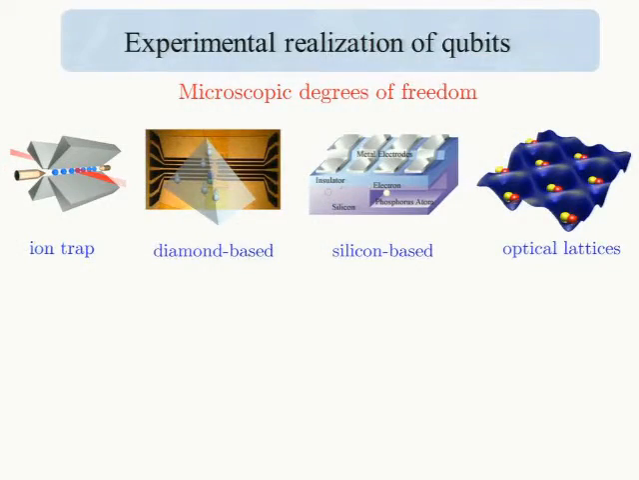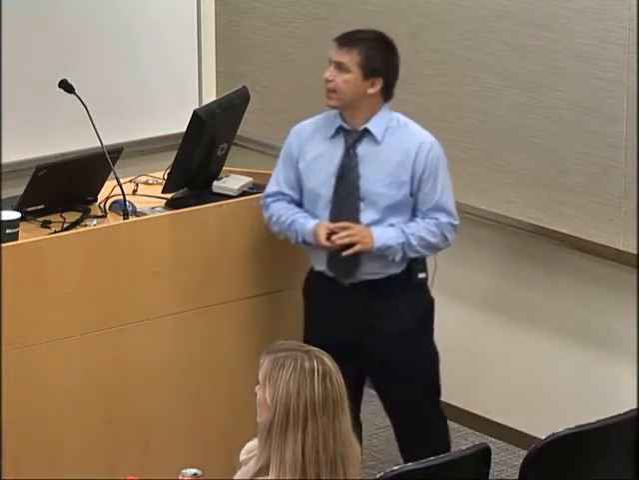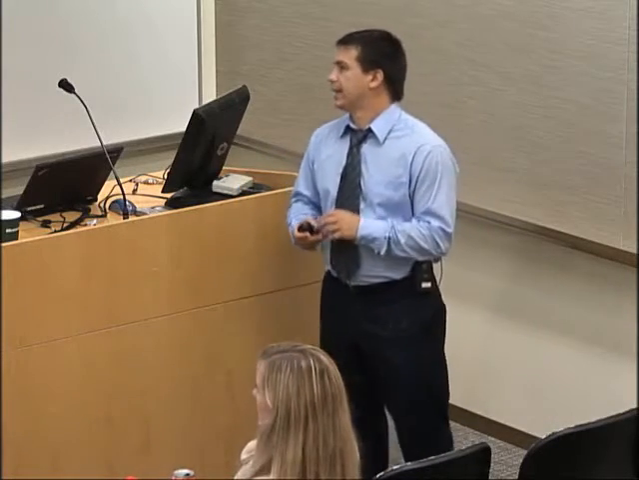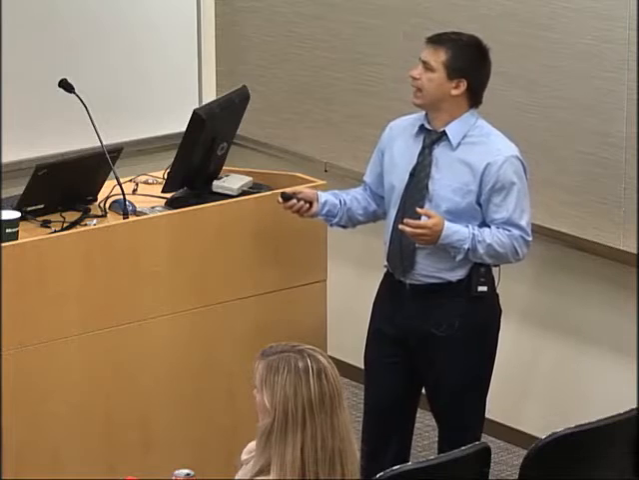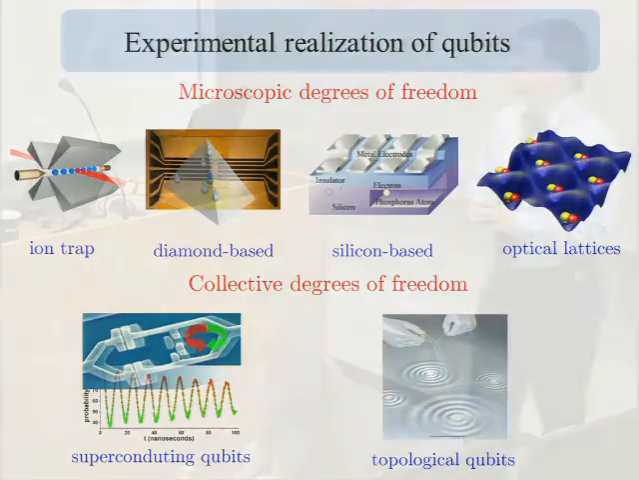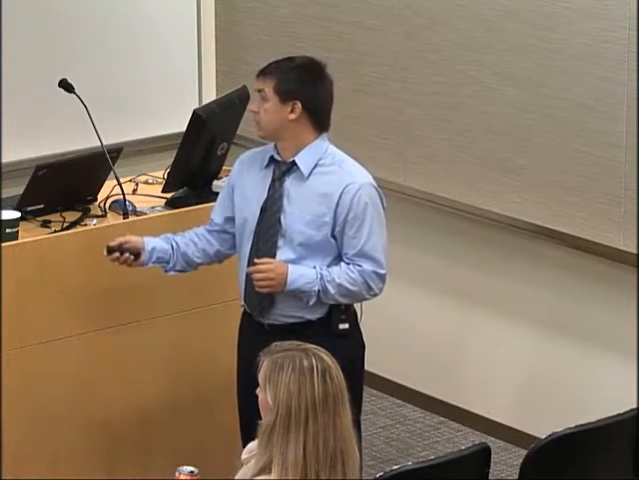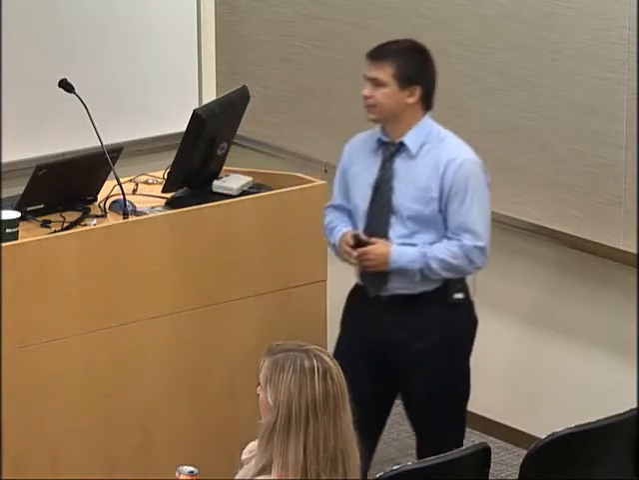Well, these are the potential realizations of these controllable quantum two-level systems. And I would say they come in two flavors. The first one is based on microscopic degrees of freedom. Like a nuclear spin in MRI, this is a microscopic degree of freedom. Or the position of an atom in a particular location, that's also a microscopic degree of freedom. And another type of qubits is based on collective degrees of freedom. And these are superconducting qubits and also topological qubits that I will talk about today.